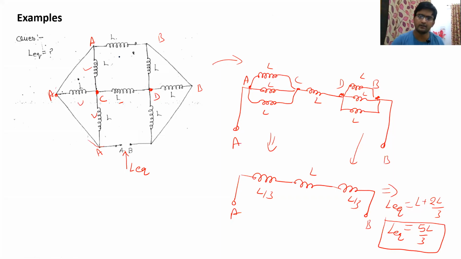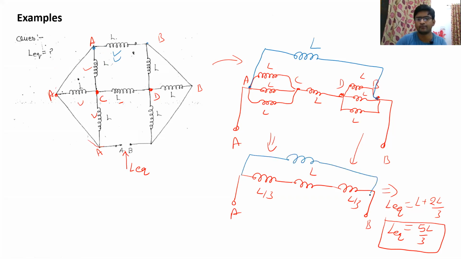I think I made a little mistake here. I just forgot to connect this particular inductance between A and B here. So I have to connect one more inductance between this A point and this B point here. So the final combination will be like this. So this is L. So finally, we will have something like this.